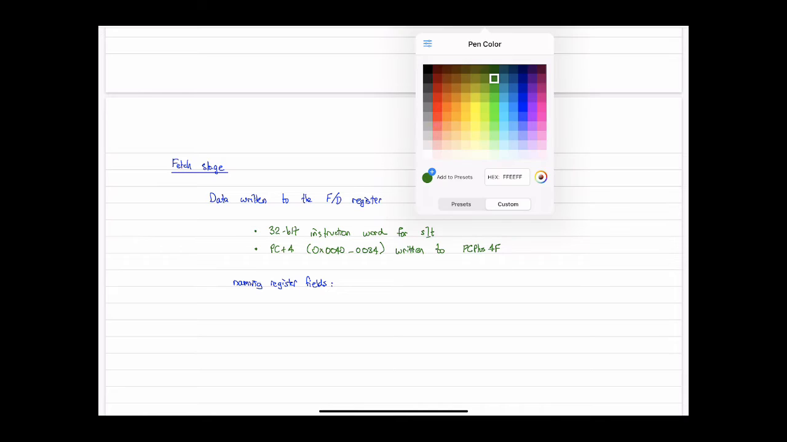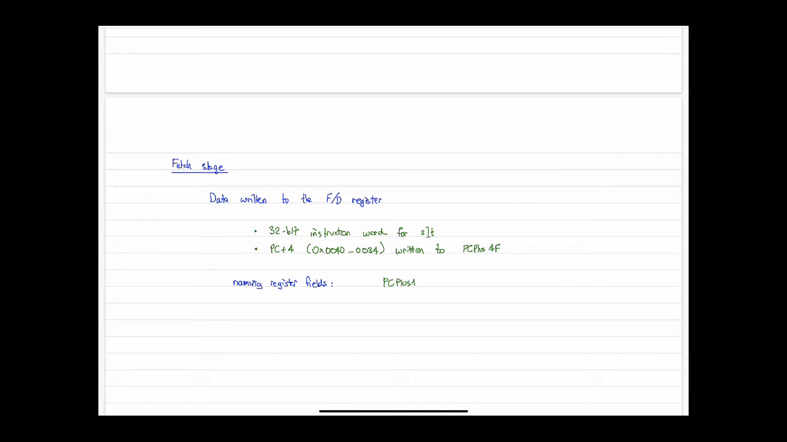And just a word about the convention that the textbook uses here for naming the register fields here. So basically the first part there is the name of the register field. And the second piece, the capital F there, represents the stage, the pipeline stage, in this case fetch.